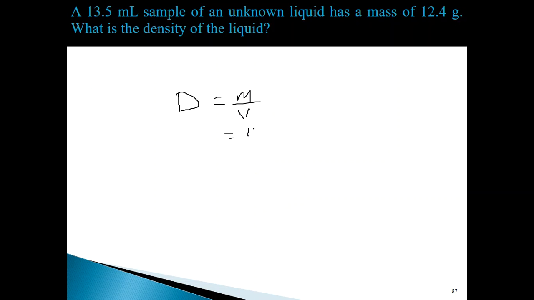The density is 12.4 grams divided by the volume, which is 13.5 milliliters, and according to my calculation, 12.4 divided by 13.5 works out to be equal to 0.92, in fact 0.919, because we have to round off to 3 sig figs, and the answer must be expressed in grams per mil. All right, because we have grams here, we have mils here. All right, so that's a relatively simple example.